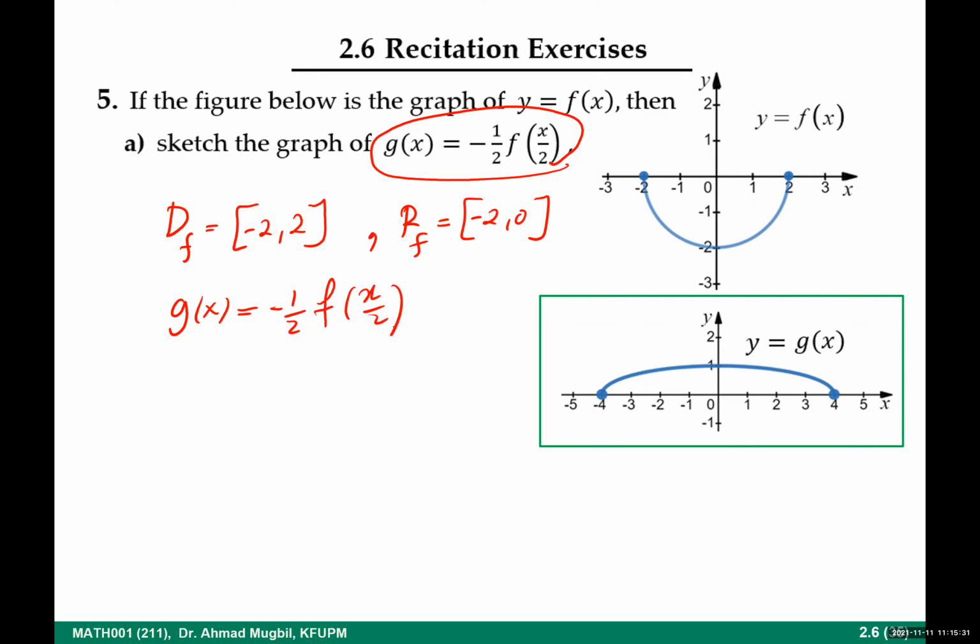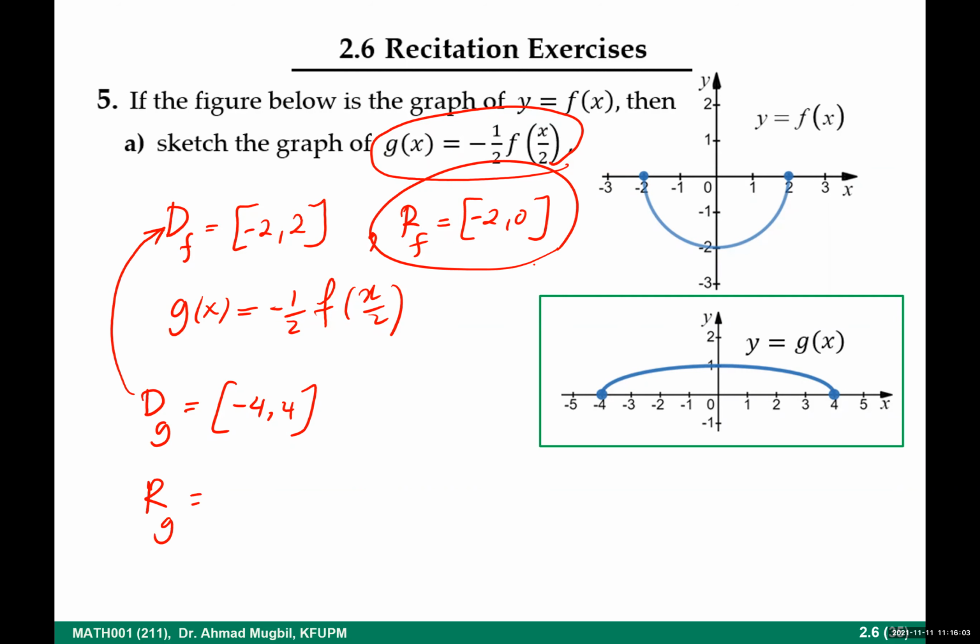Okay, how to do that? What happens to the domain? The domain of g will be what? Negative 4 to 4. How? Multiply by what? By the reciprocal of a half, which will be 2. Now the range of g, the domain here is obtained by multiplying by 2. Now the range of g will be obtained from this one by what? Multiplying by negative a half. So what will it be?